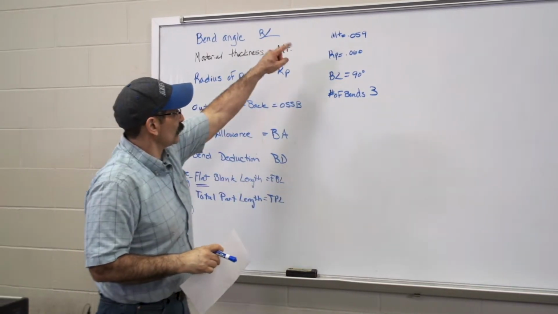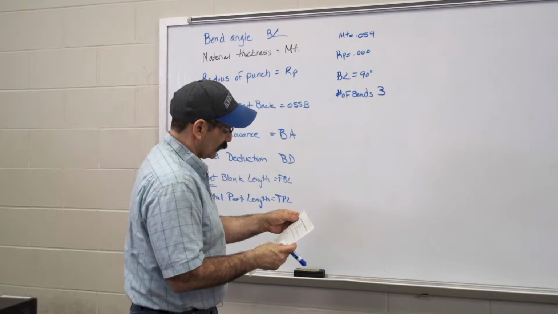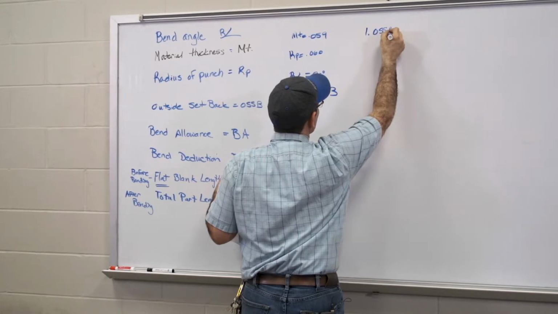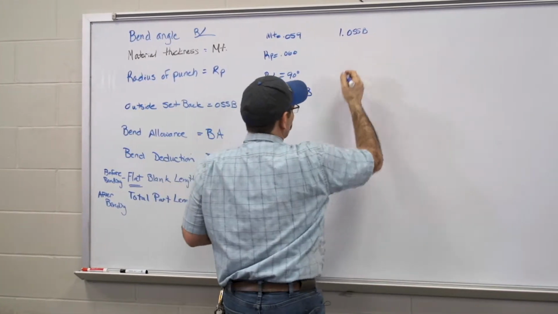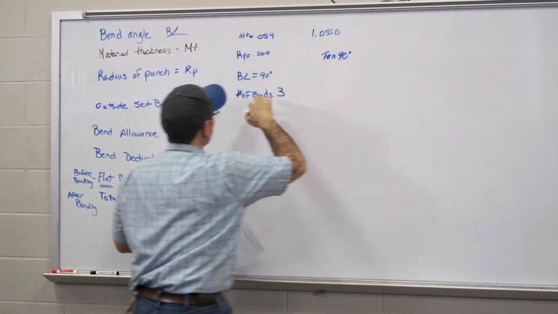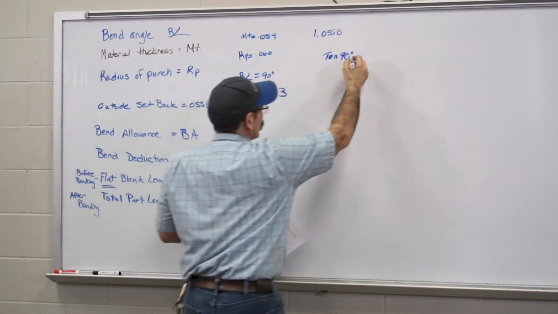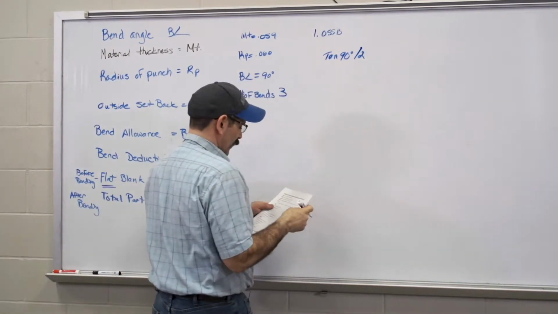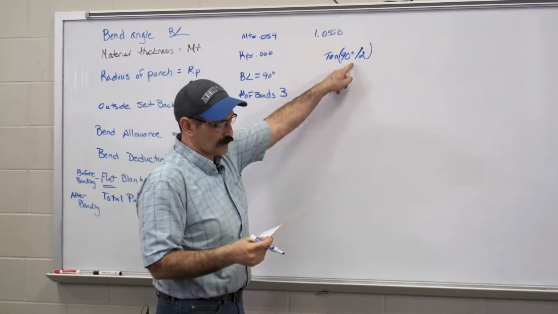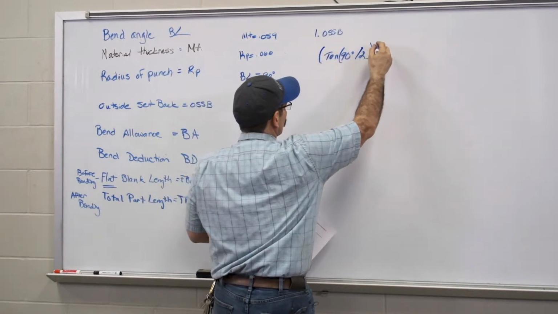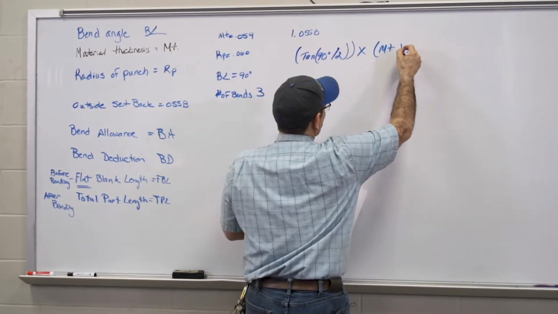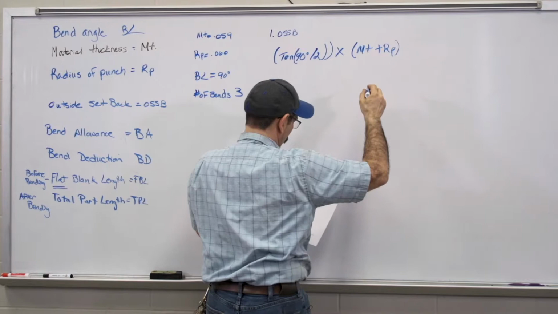All right, so let's figure this out now. This is where it gets crazy. First thing we have to do is figure my OSSB, which is, stick with me, tangent of 90 degrees, because that's my bend angle, 90 degrees, divided by 2, all right? So I'm going to put that in parentheses. Everything you do in parentheses, do first. So that's in parentheses, and then this is another parentheses, times material thickness plus radius of the punch, okay?